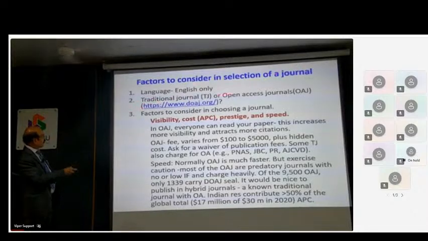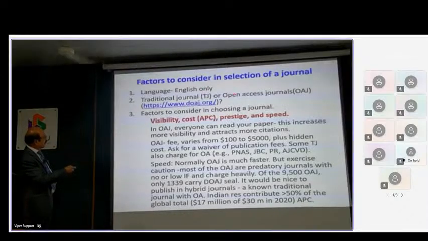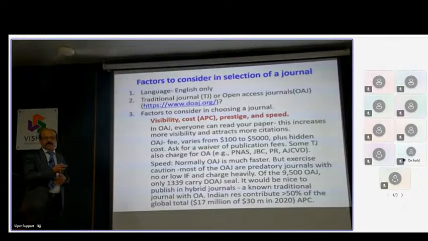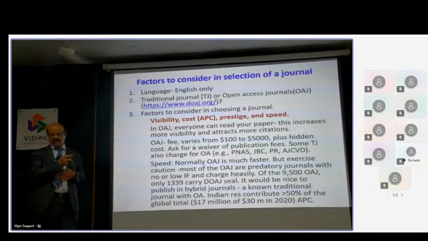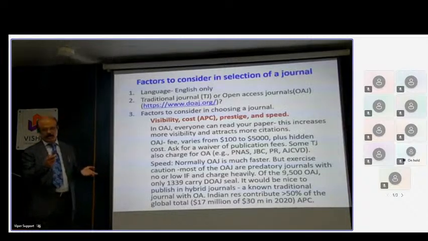Language, of course, we are all in English only. Traditional journals, open access. Open access journals, a cost factor is involved. Sometimes there is no cost factor. In most cases, open access journals demand about $3,000 to $5,000 per article, which you cannot afford to pay. So think about it.